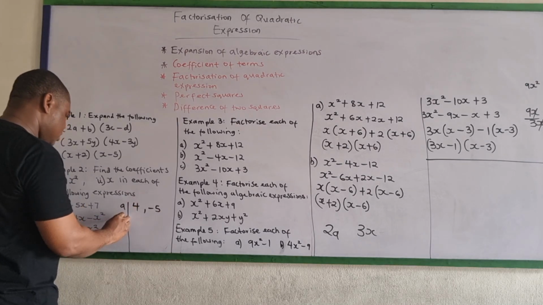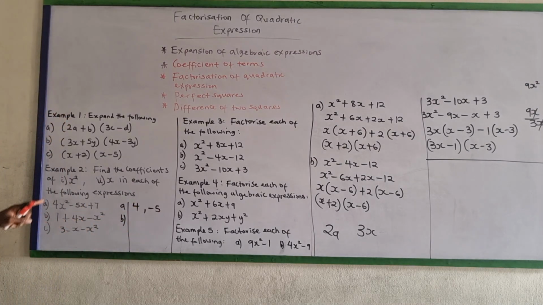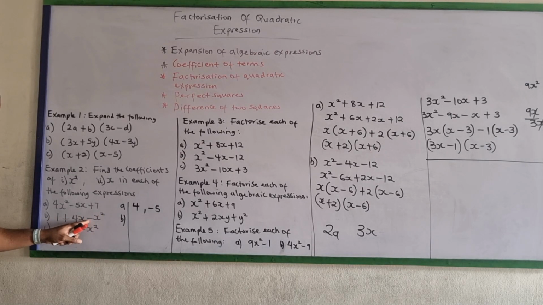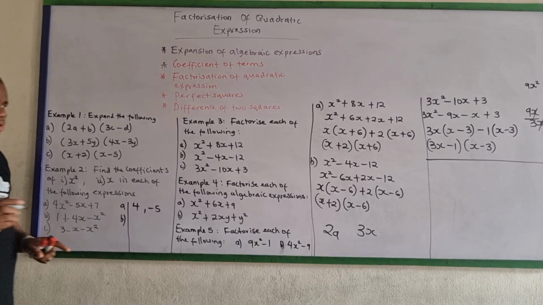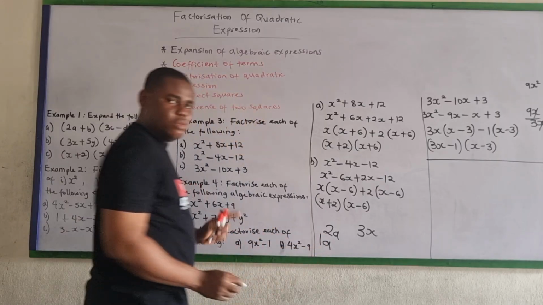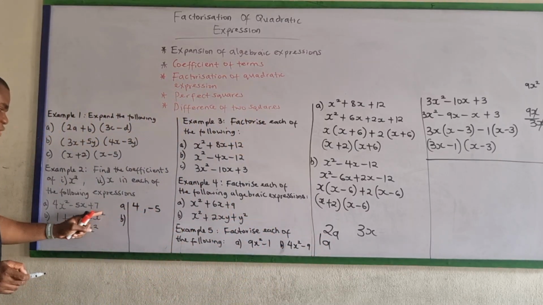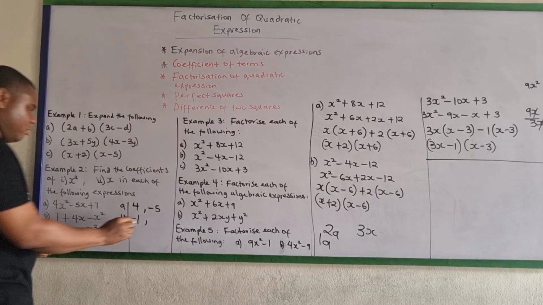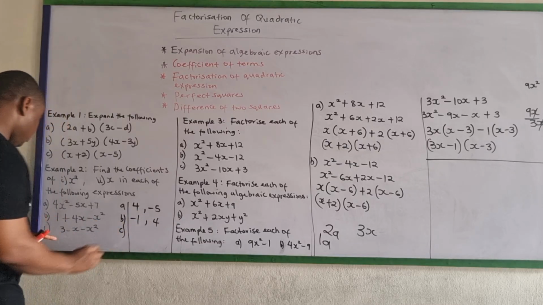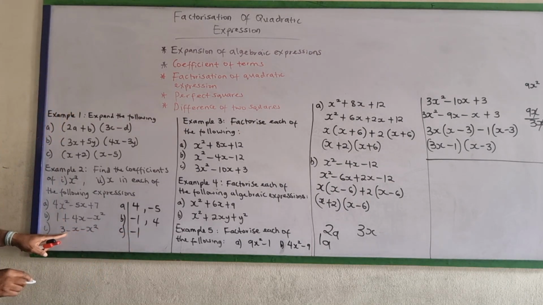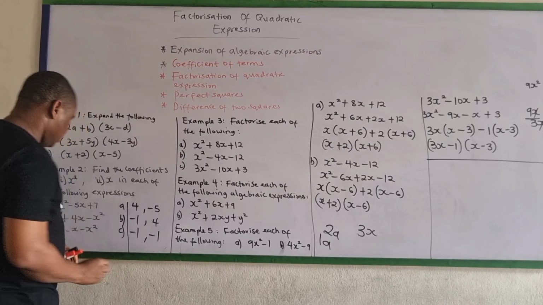Alright. So the next one, we have the coefficient of x squared in the second one is minus 1. The coefficient of x squared here is minus 1. Every unknown, for instance, now I have a, has an invisible 1 in front of it, 1a. So now the coefficient of x squared is what? Minus 1, and the coefficient of x is 4. Alright, next one, we have the coefficient of x squared is also minus 1. The coefficient of x is also minus 1.